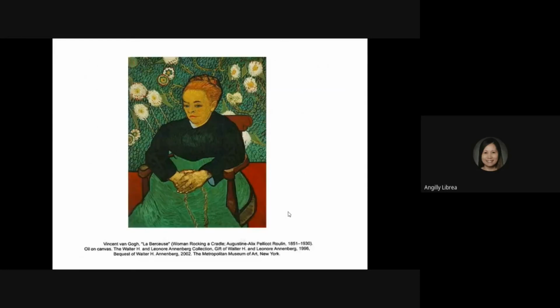An example is this one, okay? This is Van Gogh's Labor Shoes, a woman rocking a cradle. This was also found in the Metropolitan Museum of Art in New York.